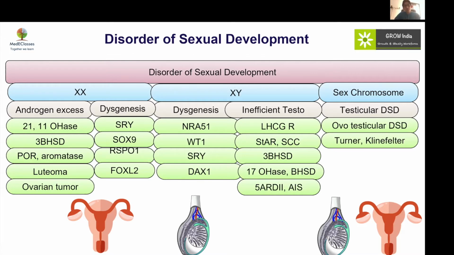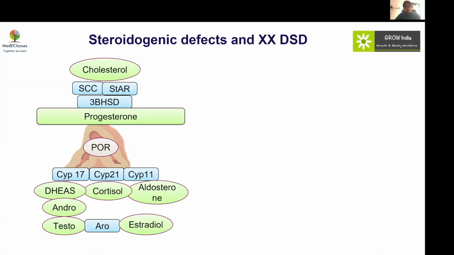In ovaries, we know that there are some anti-testis genes like RSPO1 and FOXL2. If these genes are deleted, then apart from the ovary, there is also development of a few testis tissues which can produce testosterone, and this testosterone can virilize the external genitalia of the female, giving rise to ambiguous genitalia in an XX genotype. Most common, of course, is the steroidogenic defect, which leads to high androgen production and virilization of the female genitalia in utero.